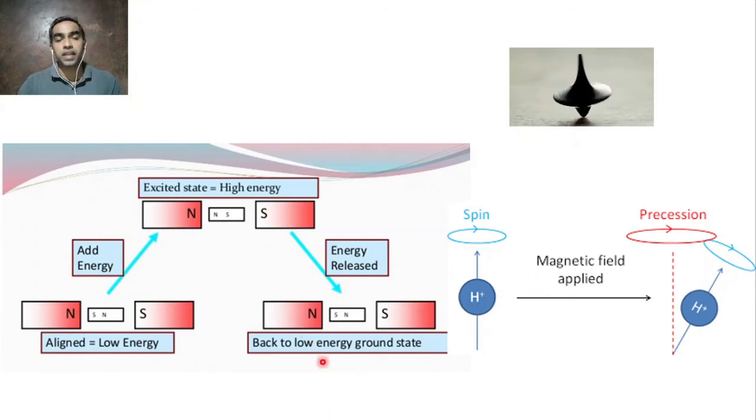What happened here? It has come back to its lower energy state. While coming back, energy will be released. Whatever energy you have applied will be released, and that energy will be recorded. That will be the characteristic of a nucleus, because this energy will be different for different nuclei. It won't be the same for all the nuclei.